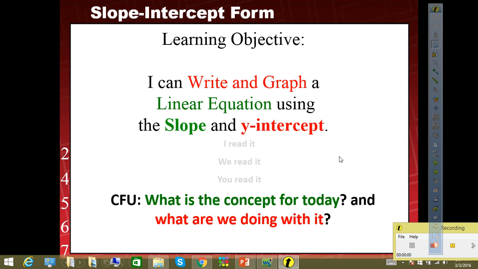For today, I can write and graph a linear equation using the slope and y-intercept. Let's read together. 1, 2, 3. I can write and graph a linear equation using the slope and y-intercept.